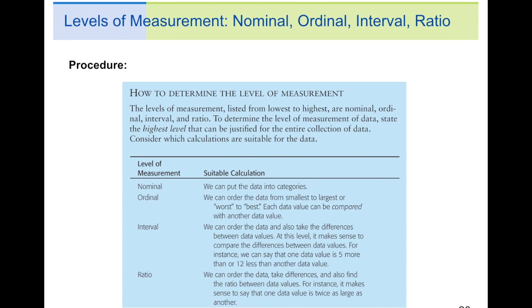Just a procedure here. Nominal, putting things into categories. Ordinal, you're just ordering from worst to best. Interval is continuous. At this level, it makes sense to compare differences. And ratio, you can compare differences, but you can also compare ratios and making sure you have a true 0.